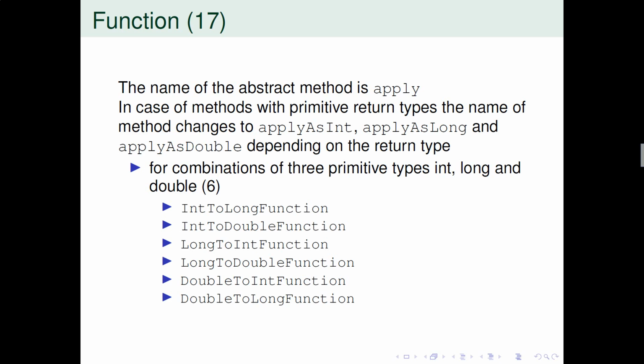So int to long: the input is int, and it returns long. Because it's returning long, what should be the method name in IntToLongFunction? The method name will be applyAsLong, because it's returning long. So they have an input as well as an output in this function category. Input is int, output is long. Input is int, output is double. Input is long, output is int. Same way, double to int function, and double to long.